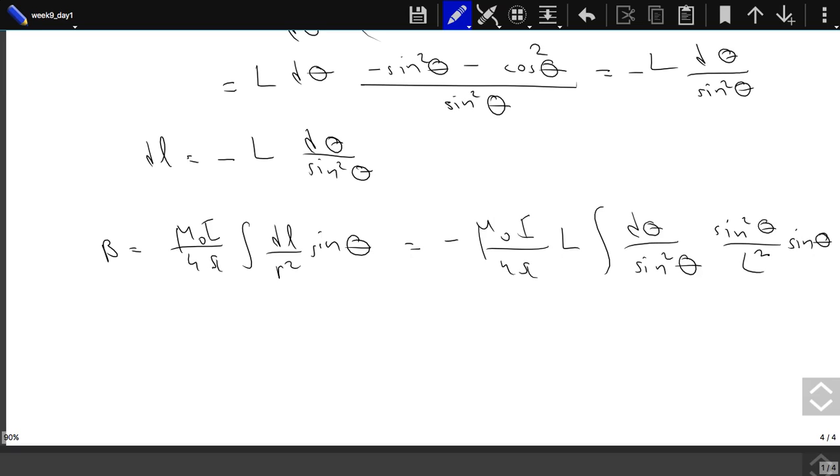We can take out 1 over r squared. This is 1 over r squared. This is from dl, and this is from the definition of dB. Well, taking theta as our free variable was a wise choice, so now we have a simple integral over theta. So this cancels, so B is equal to minus mu 0 I over 4 pi L, integral of sine theta d theta.